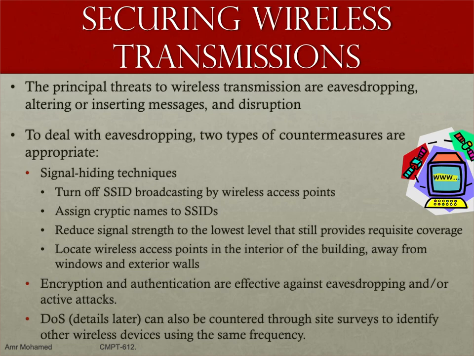Okay? So securing wireless transmissions, for wireless, as we said, we have two steps which we did not talk about in the normal wired network access, which is discovery and association, right?